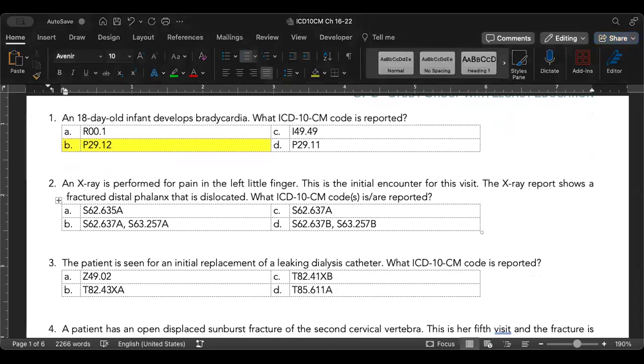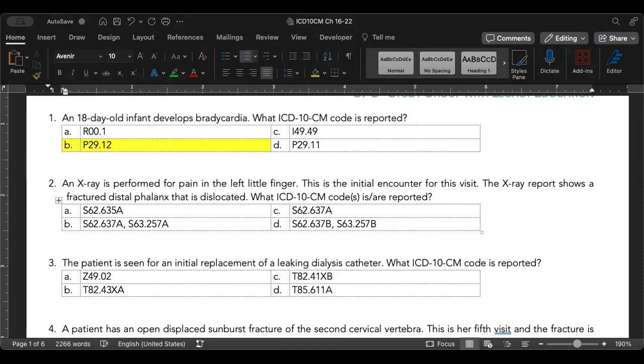Okay. So number two, we have an X-ray is performed for pain in the left little finger. This is the initial encounter for the visit. The X-ray report shows that there is a fractured distal phalanx that is dislocated. So what is our main term? Somebody want to pop it in the chat? What is the main term we will look up?